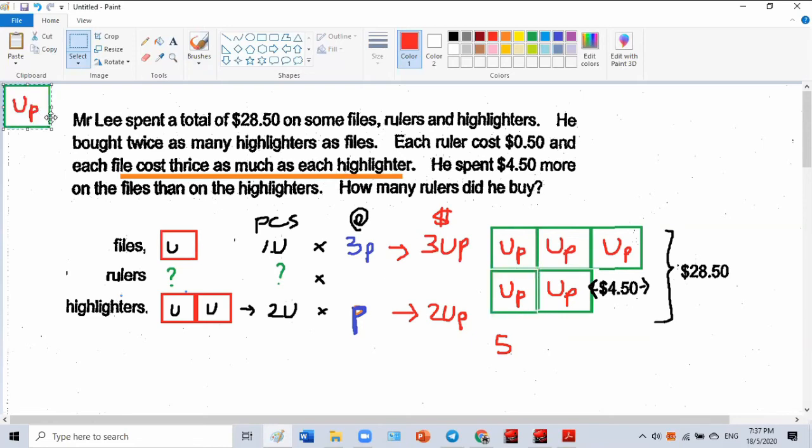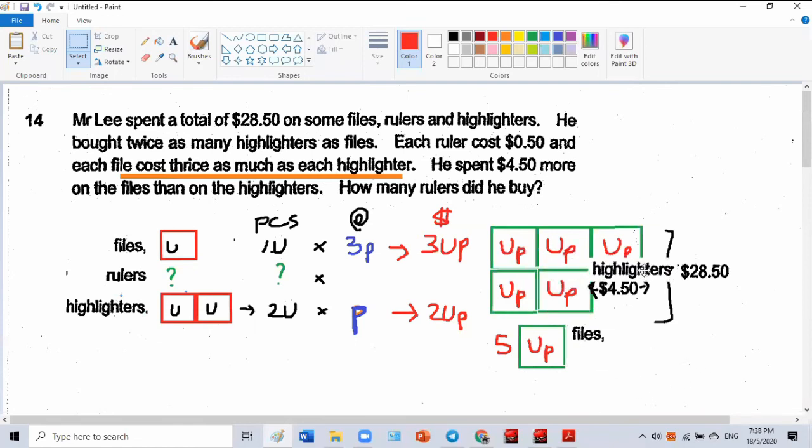For the files and the highlighter, he spent a total of 5 UP. Can you understand? So how much did he spend on the files and highlighter all together? Because 5 UP is the files plus the highlighter money. Do you understand, people? There's a rule of money here, no? Can see, no?